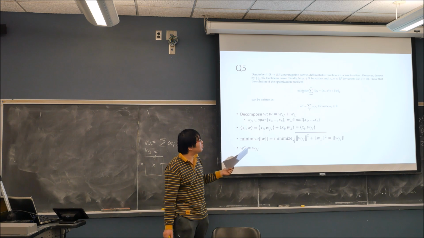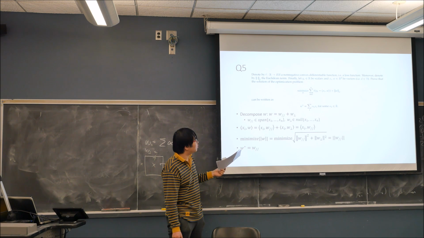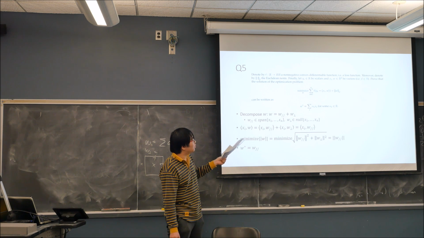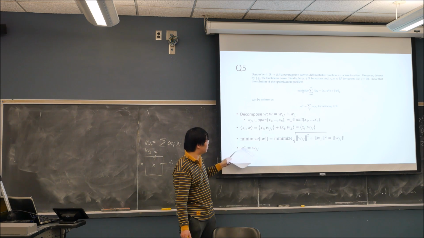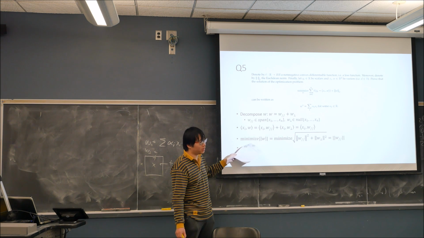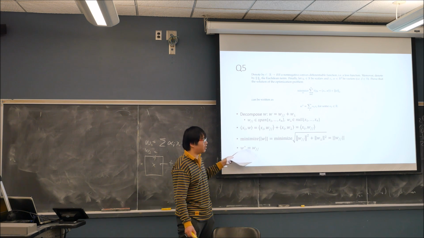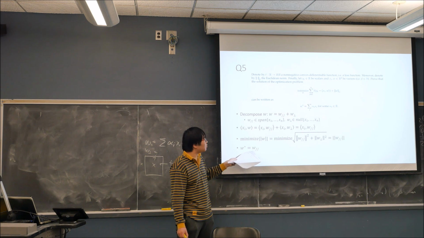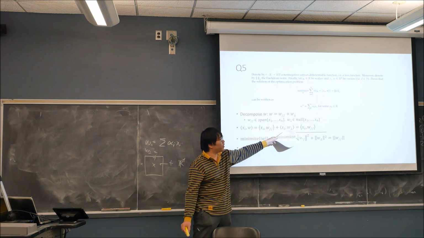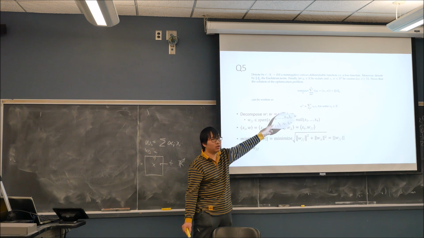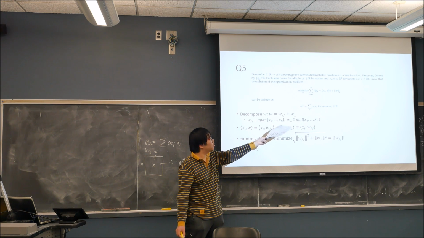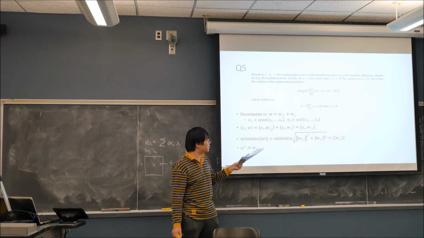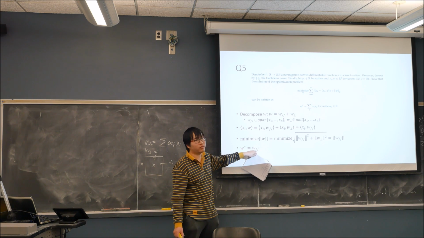Actually, here we're proving that this W should be a subset of W parallel. Since we figured out that W orthogonal does not affect the whole thing, we just eliminate that. That's it. The solution to the original problem is actually a subset of this.